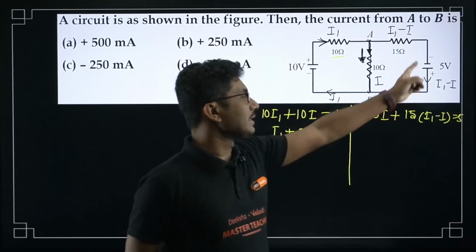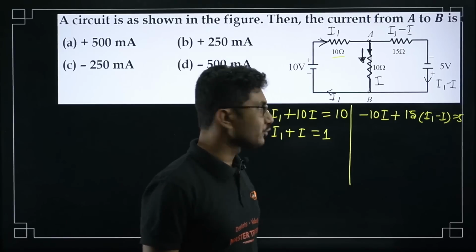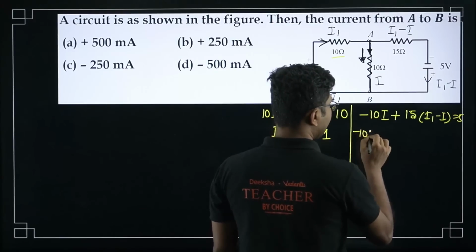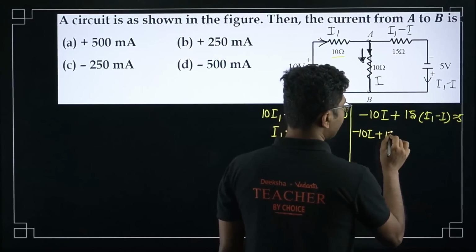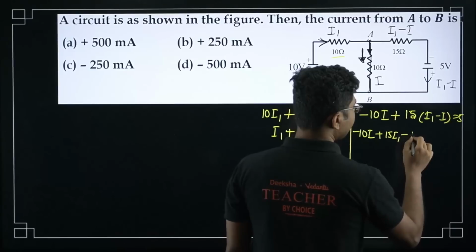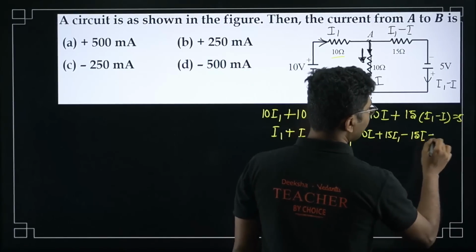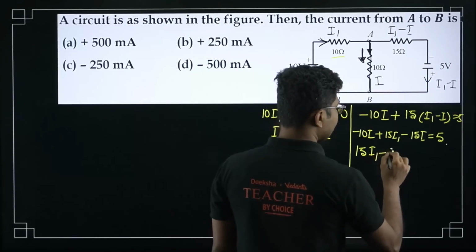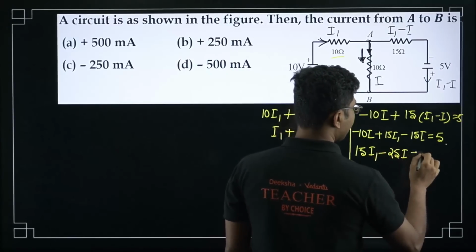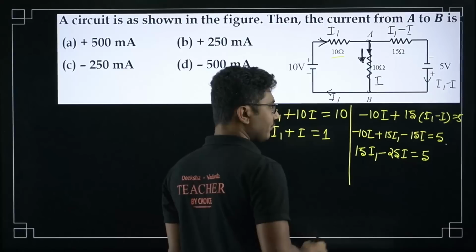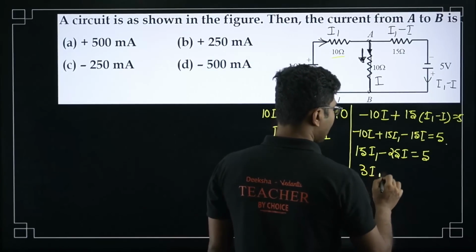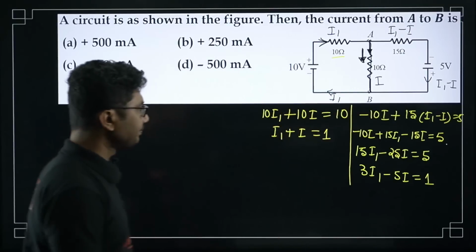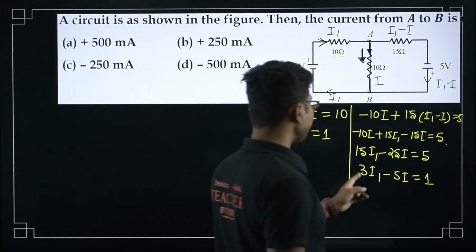Now here also the battery is sending current in the direction that we have chosen, so that's why the right hand side is positive. So minus 10I plus 15I1 minus 15I equals to 5, or 15I1 minus 25I equals to 5. Now you can divide every term with 5, so you get 3I1 minus 5I equals to 1. Okay, now only thing is left, you need to eliminate this I1.